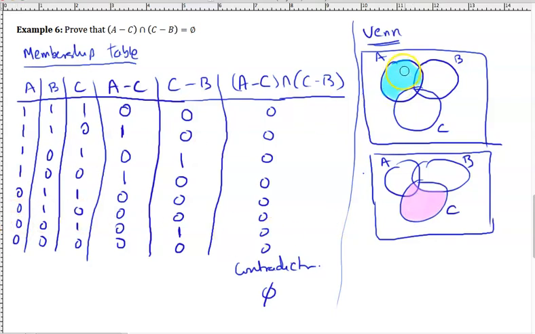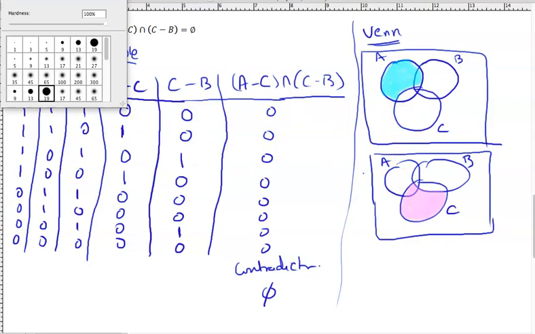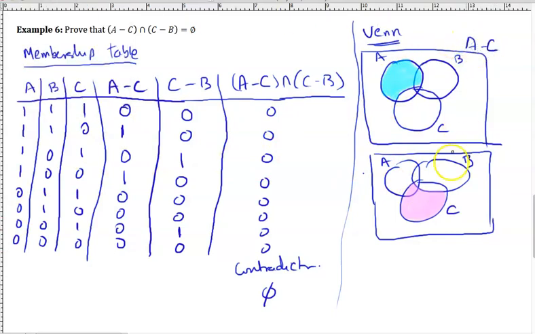All right, now we're going to find the intersection of these. Let me make some notations. This is A minus C. This is C minus B. And we're going to try to find the intersection here. If I look at these two pictures, I notice that these shaded areas don't overlap. That means the intersection is going to be the null set. So A minus C intersect C minus B is the null set.